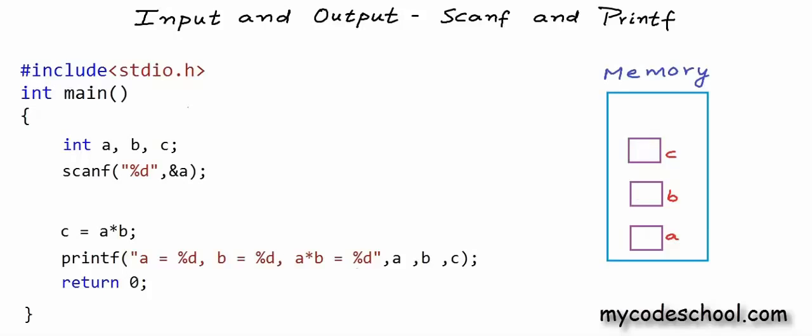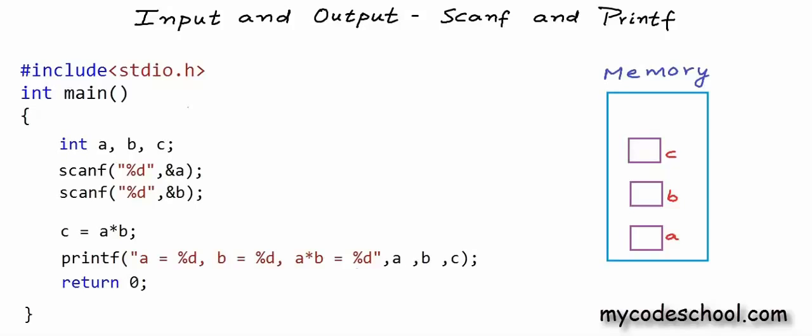First argument, just like printf, is a string constant, and it should not be very difficult to guess that we are passing some format here. And second argument is variable a preceded by an ampersand sign. I'll talk about why I'm putting an ampersand before a in some time. What I'll do now is I'll write one more scanf statement here, and this time the second argument is ampersand b. Now I want to run this program and show you what will happen.